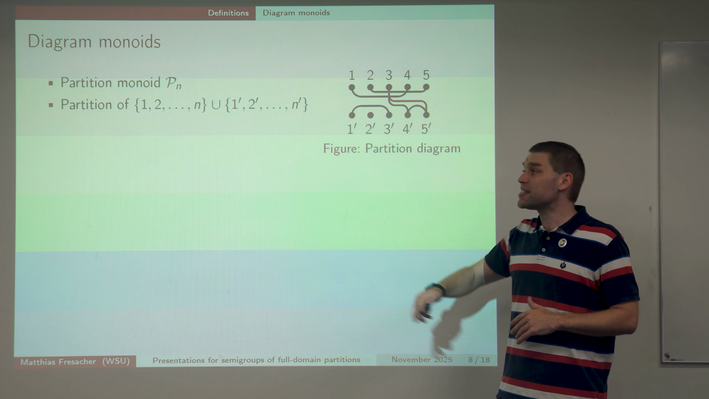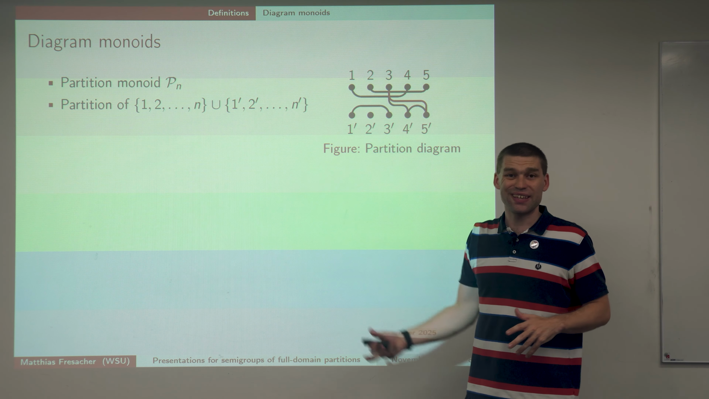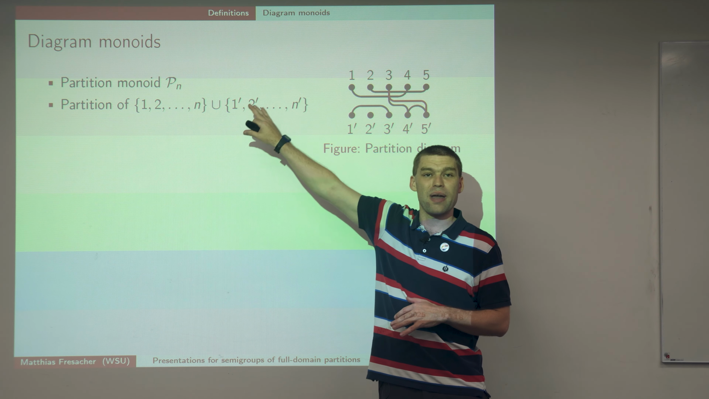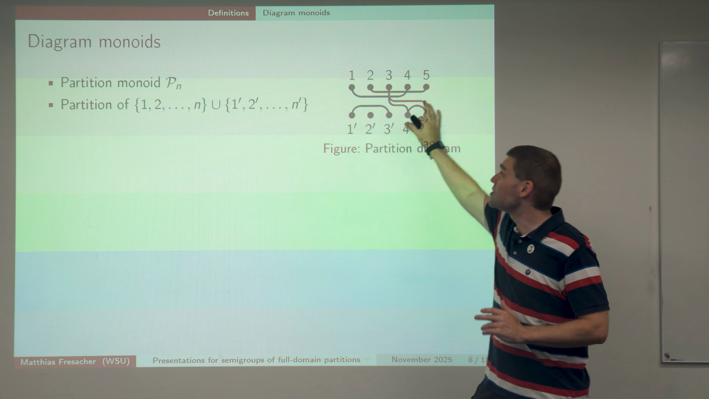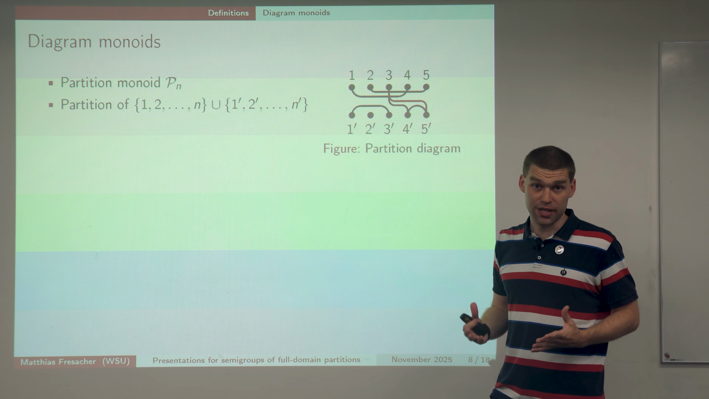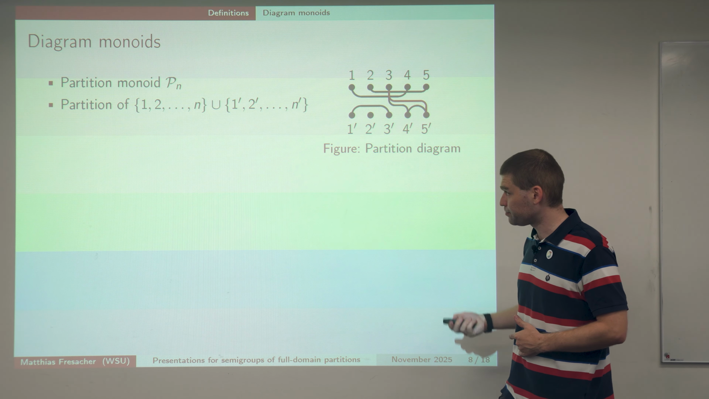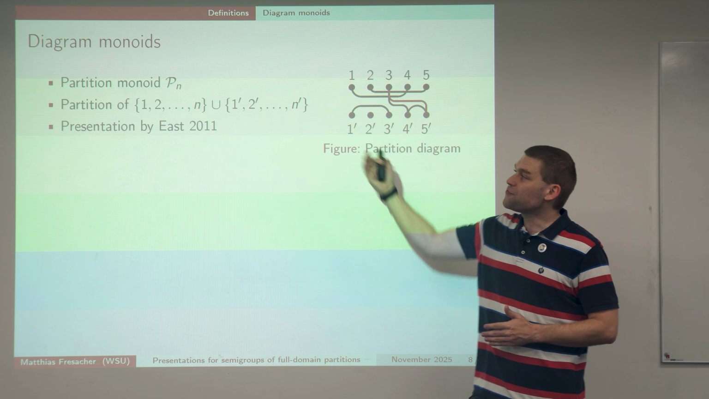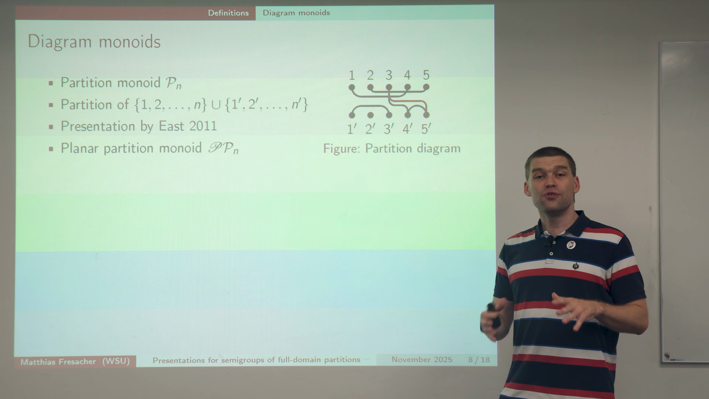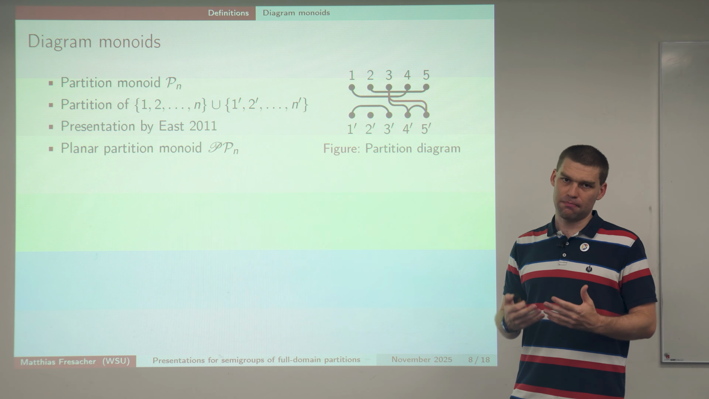And from that we can see if I were to draw this extra red edge in here, well, the connected components of this graph haven't changed, hence we have the same element in our monoid, but obviously the graph has changed, so the graphical representation is not necessarily unique. Just be careful of that. A presentation for this was first found by East in 2011. We're also going to need the notion of a planar partition monoid.